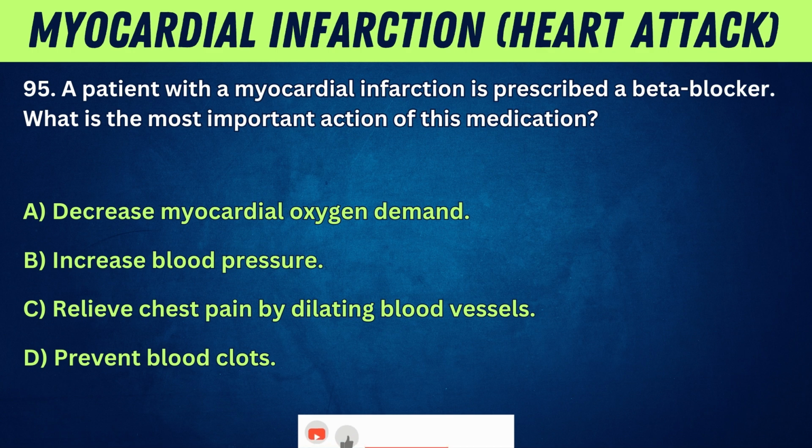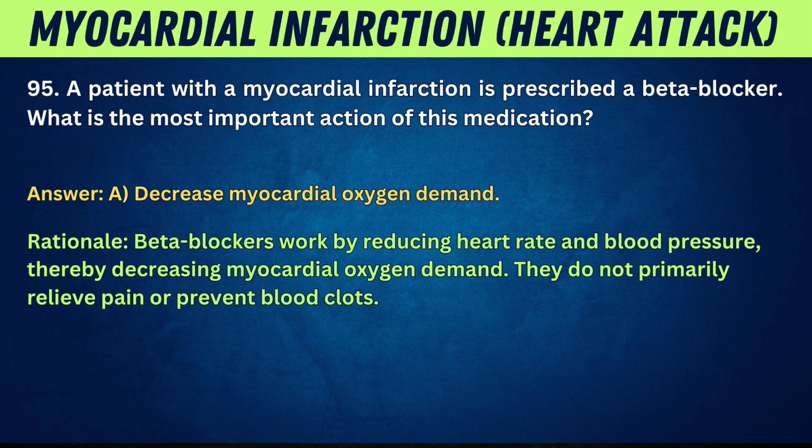95. A patient with a myocardial infarction is prescribed a beta blocker. What is the most important action of this medication? A. Decrease myocardial oxygen demand. B. Increase blood pressure. C. Relieve chest pain by dilating blood vessels. D. Prevent blood clots. Answer: A. Decrease myocardial oxygen demand. Rationale: Beta blockers work by reducing heart rate and blood pressure, thereby decreasing myocardial oxygen demand. They do not primarily relieve pain or prevent blood clots.